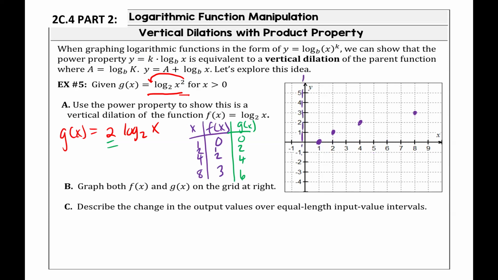Remember, there is a vertical asymptote at x equals 0 because x is greater than 0. And I'm going to do my best to connect all these points. For all logs, it starts at 0. All right, now we're going to do g of x. We're still at 1, 0, right? But we're now at 2, 2, then 4, 4, then 8, 6. So it looks like I am fairly proud of myself. These both look pretty legit, in my opinion.